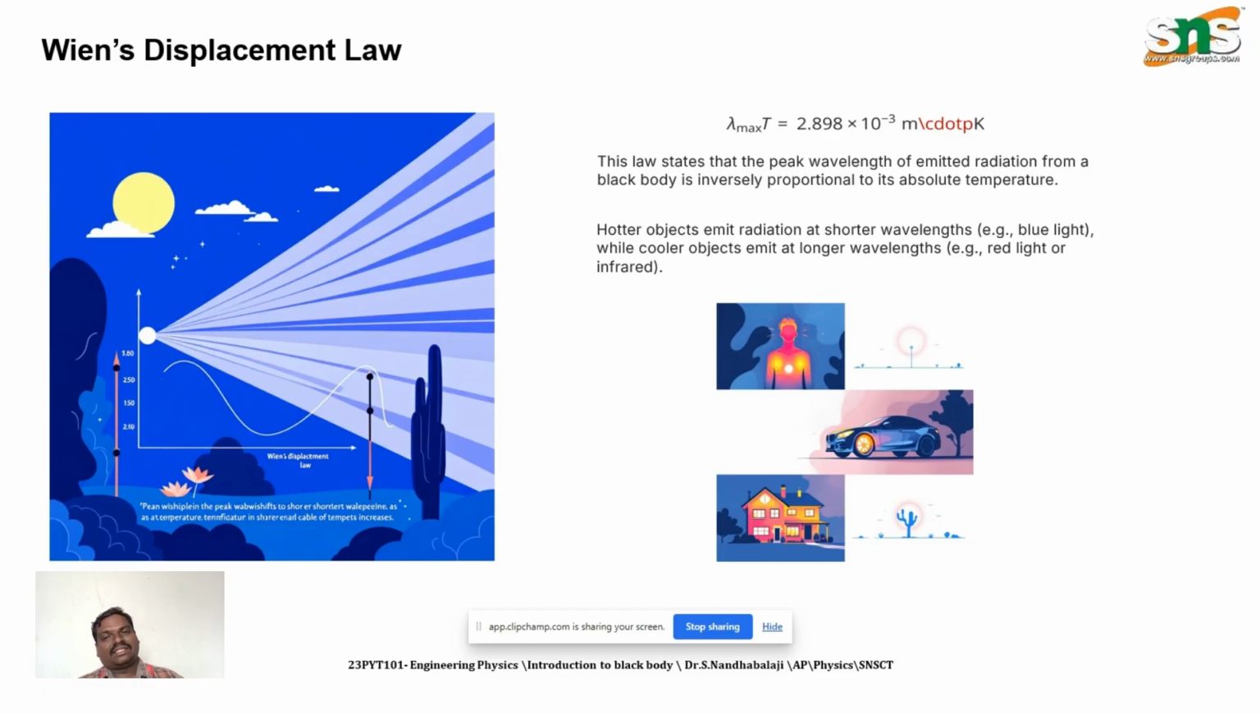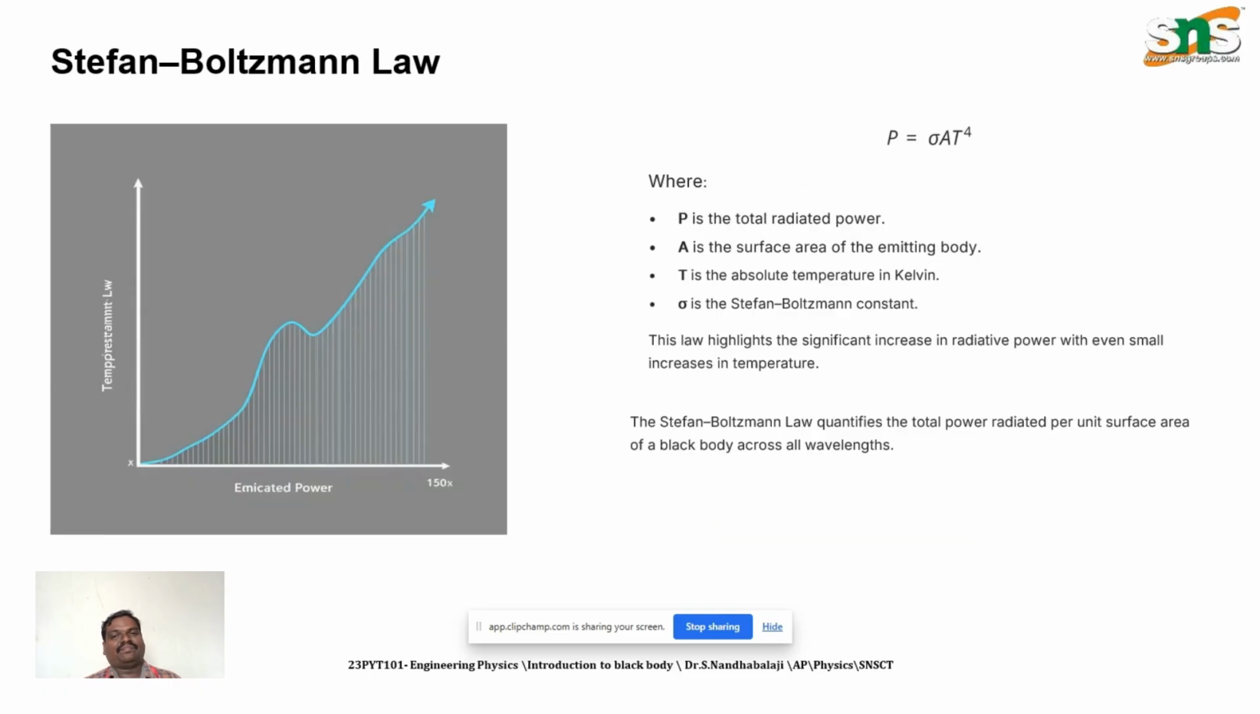Wien's displacement law: λ_max T = 2.898 × 10⁻³ m·K. This law states that the peak wavelength of emitted radiation from a black body is inversely proportional to its absolute temperature. Hotter objects emit radiation at shorter wavelengths, while cooler objects emit at longer wavelengths. Example: red light or infrared light.